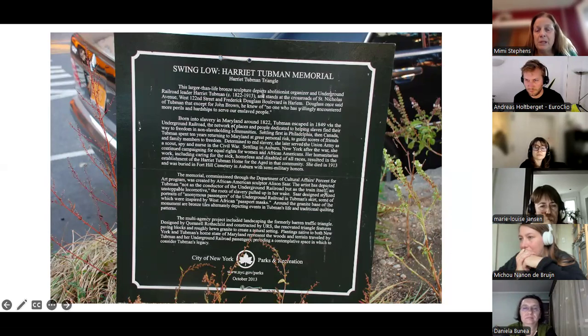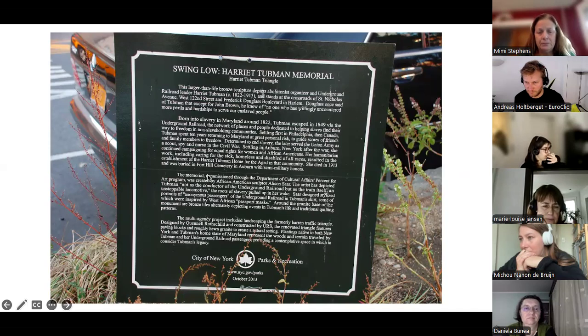Harriet Tubman was born into slavery in Maryland around 1822. She escapes via the Underground Railroad. She helps many people get to freedom, but she's also known as a scout, a spy, and a nurse in the Civil War. And after the Civil War, she does lots of great work for the sick, homeless, and disabled.